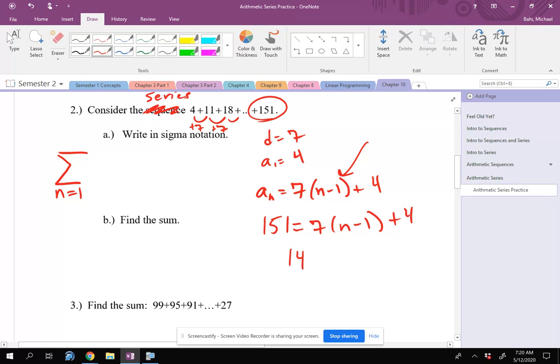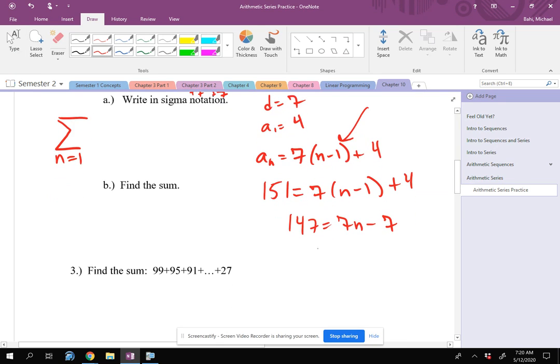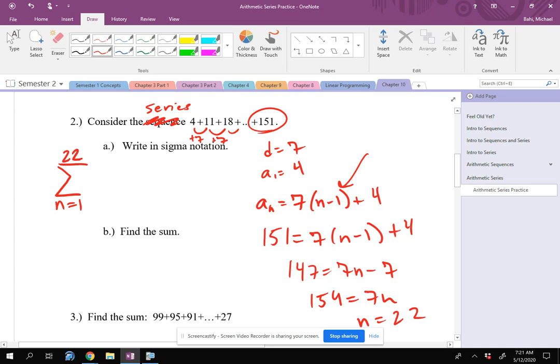Subtract 4 on both sides. We get 147 equals 7 times (n minus 1). I probably could have just divided by 7 on both sides. Add 7, we get 154 equals 7n, and therefore n equals, let's see, I believe that's 22. Okay, so there are 22 numbers in this pattern.